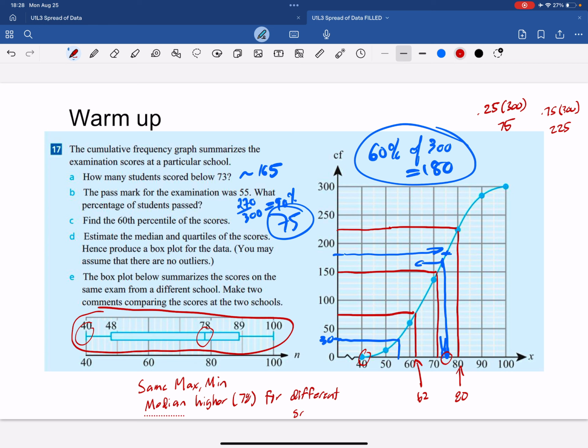Geez, sorry guys, that is some pretty poor handwriting. So here the median is a 78. Here the median is about a 72, right? So there you go.